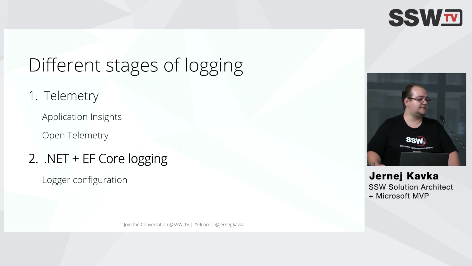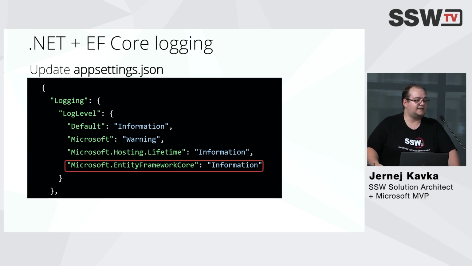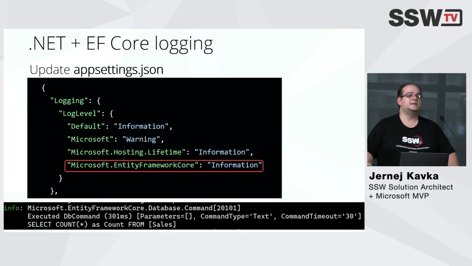The next part is .NET and EF Core logging. And here, the simplest way to do this in the .NET application is to open the appsettings.json and add Microsoft.EntityFrameworkCore as Information in the logger. And this will now give you additional logging in your console and wherever you also added your loggers to put the logs in. So if you configured application insights, these logs will be available as well.